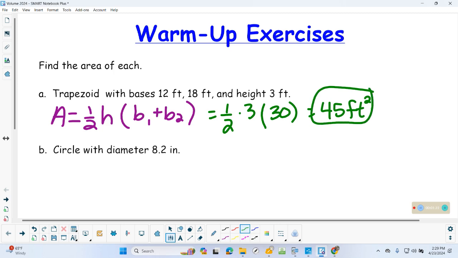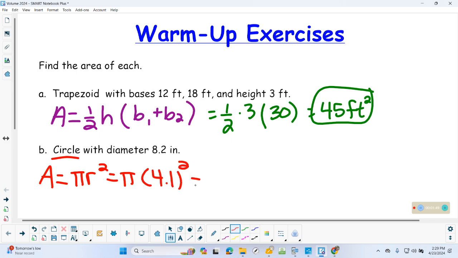Okay, circle, diameter 8.2. All right, we should know it. What's the formula for area of a circle? Don't all yell it at once. Pi r squared, I heard it. Now, not that this is tricky per se, but they gave you the diameter. What are you going to use for your radius? Half of that. So what is half of 8.2? 4.1.